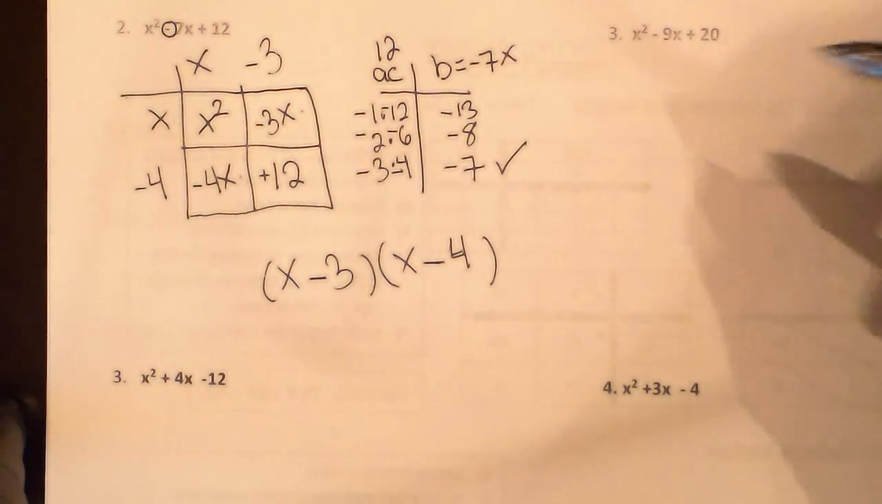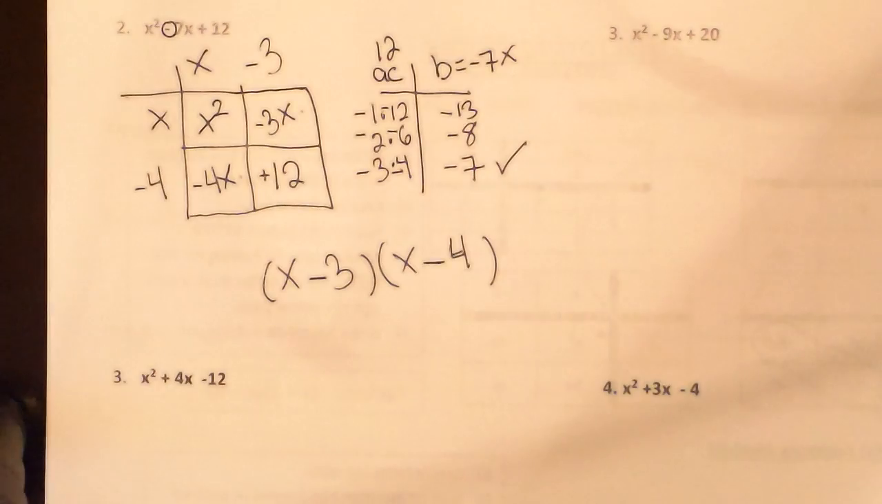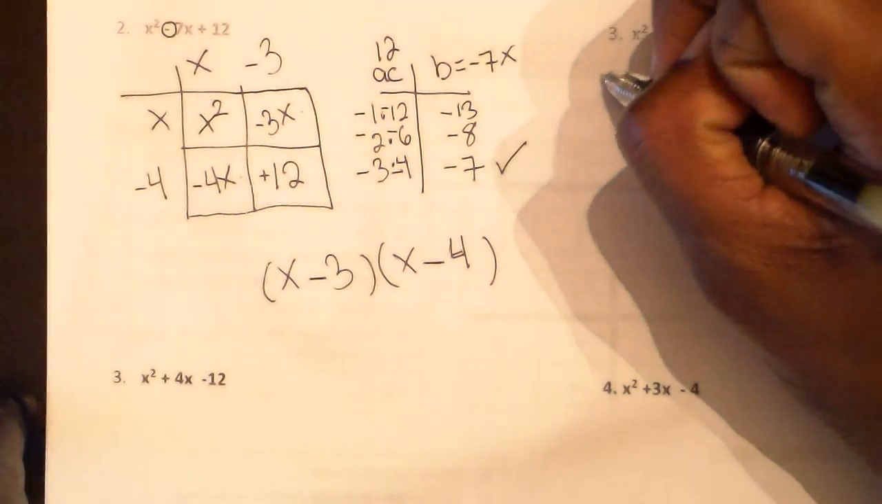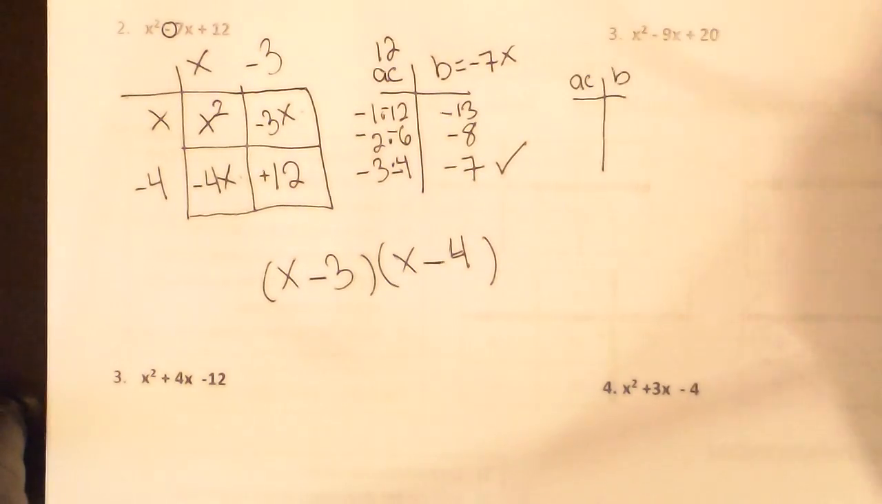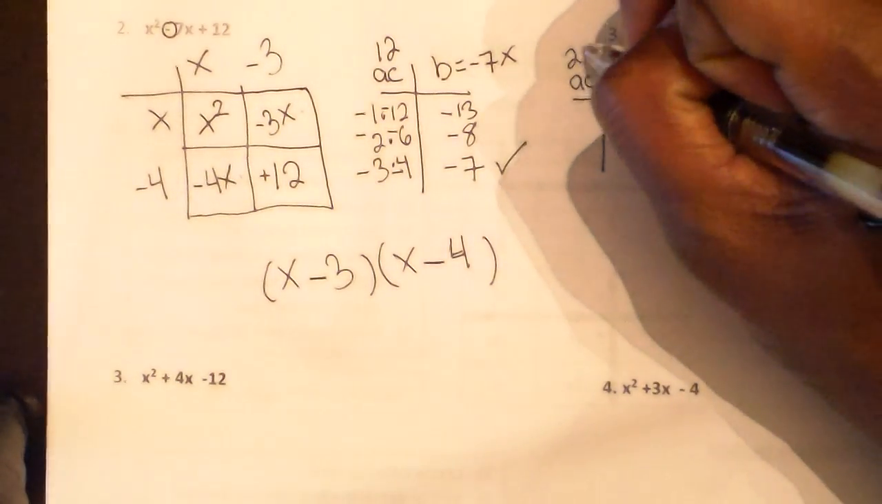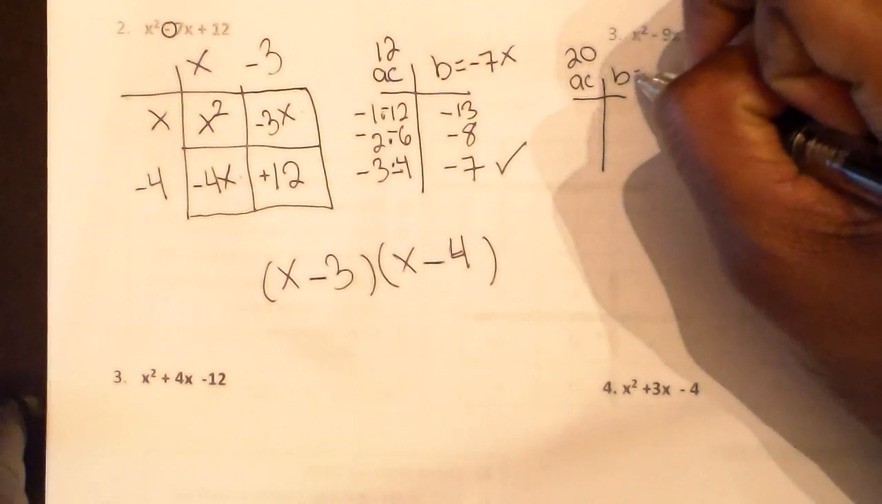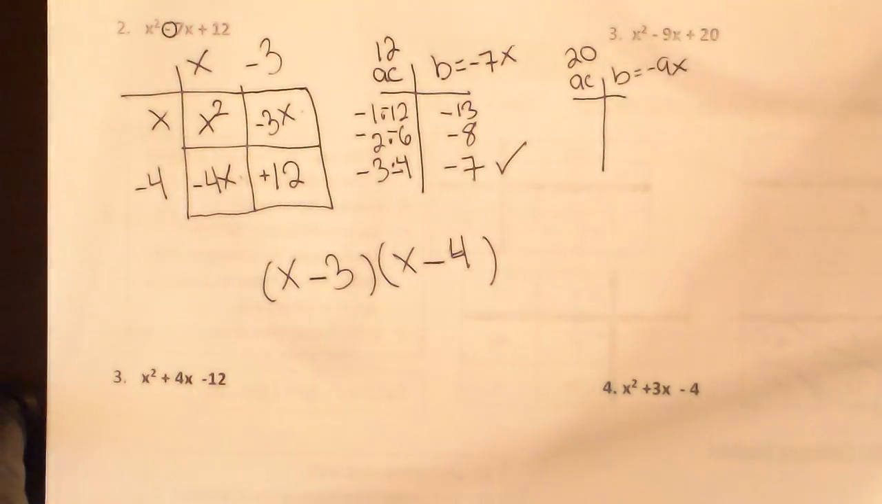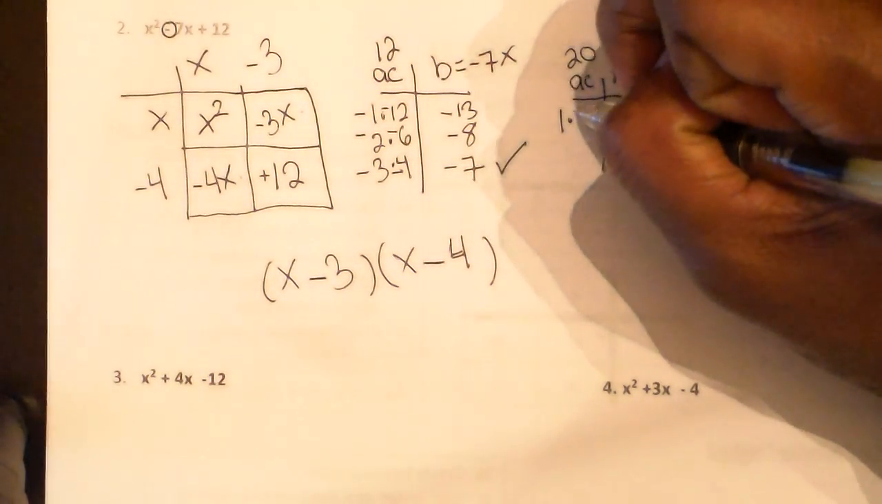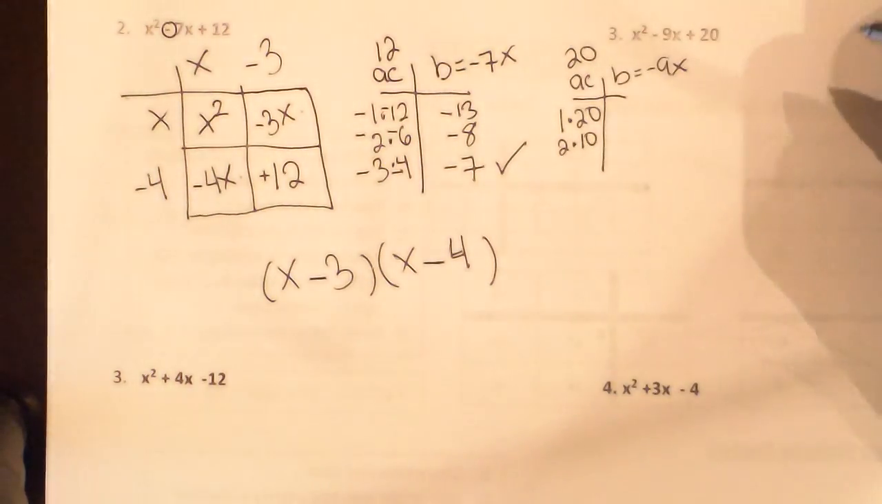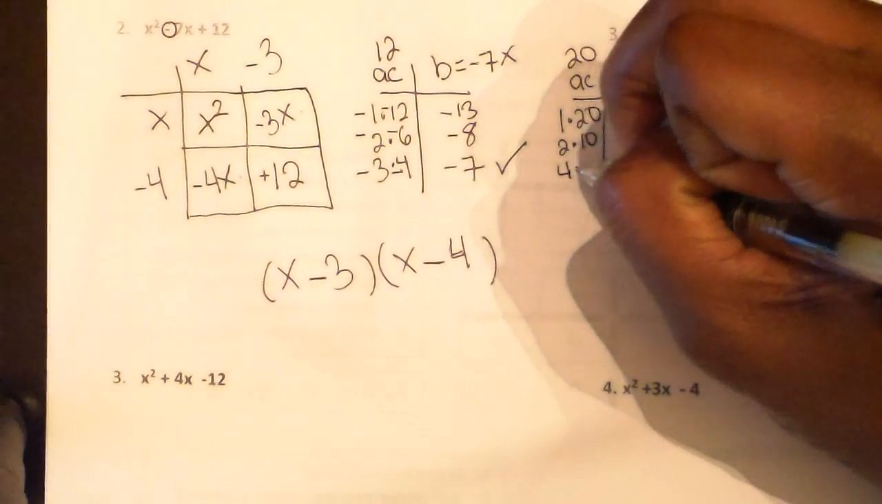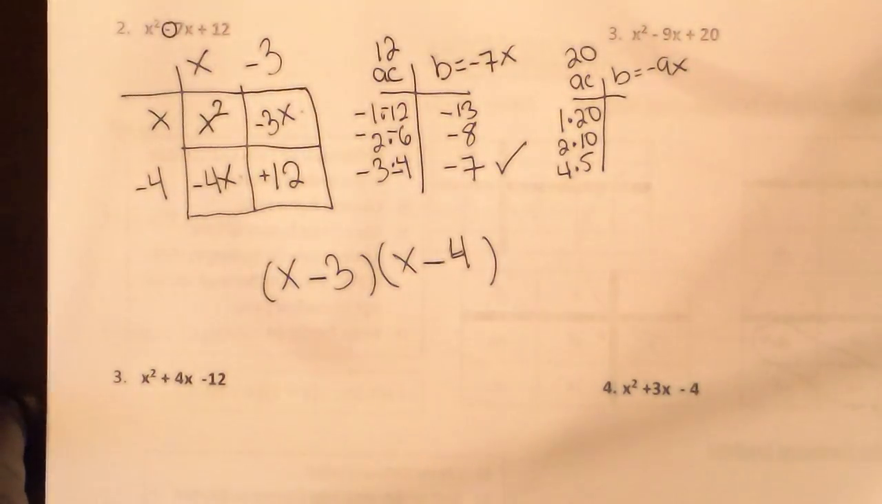Got that? Okay, I'm going to do number 3. I'm going to try the district method for this one. So with the district, I'm going to break down my t-chart. A, C, and B. A times C is 20. The middle term B is negative 9x. What are my factors of 20? 1 times 20, 2 times 10, 4 times 5. And that's it.